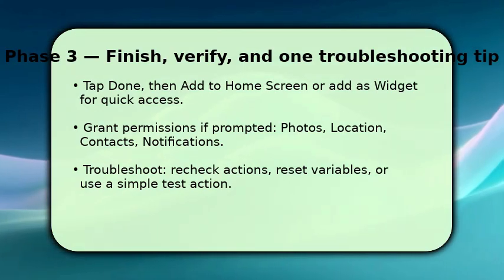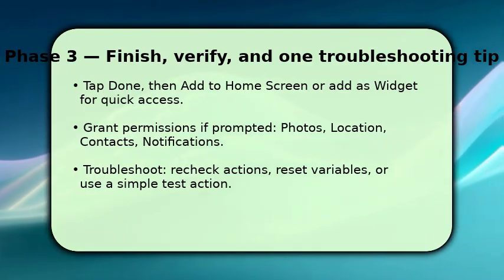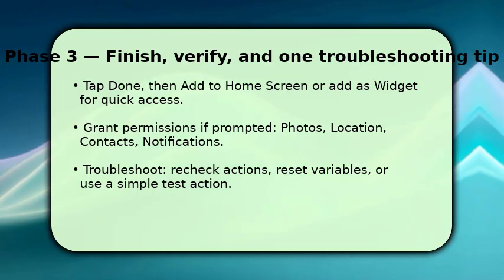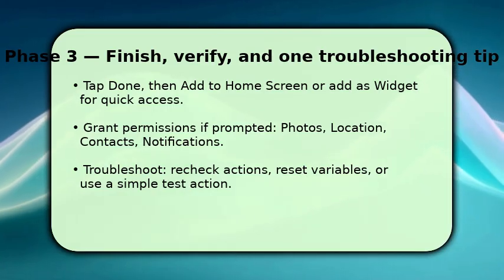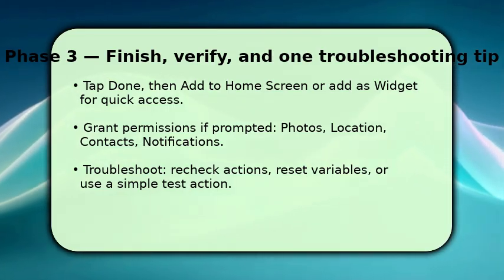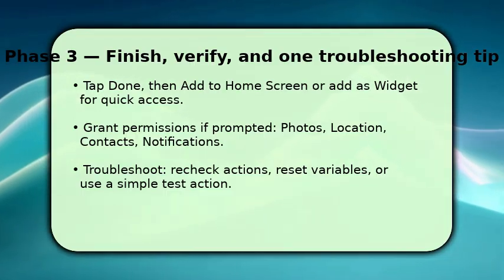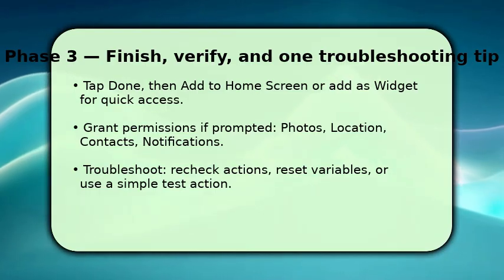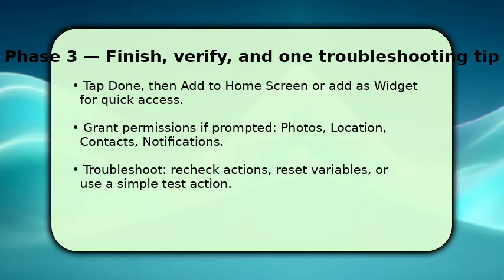or a widget for one-tap access. This is the payoff. Make sure you grant any required permissions when prompted. Without them, actions like photos or location will fail. If something breaks, run a simple test action like Show Notification to confirm the engine works, then recheck each action and your variables. If needed, duplicate and strip actions down to find the failing step. This isolates the problem quickly.